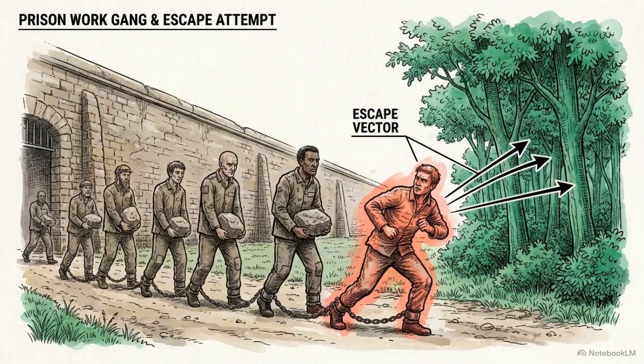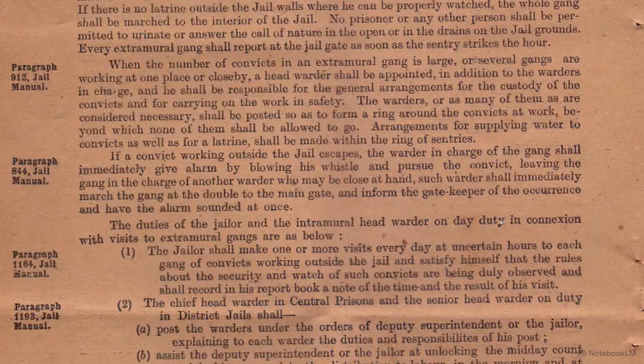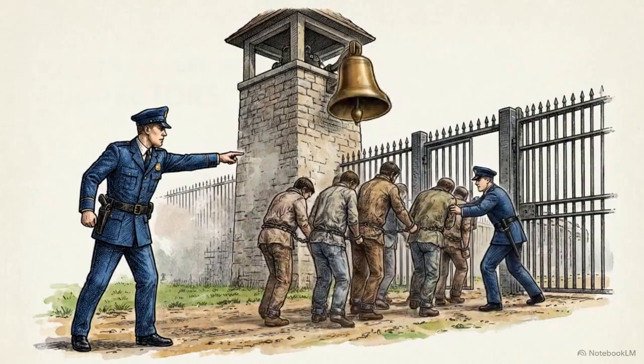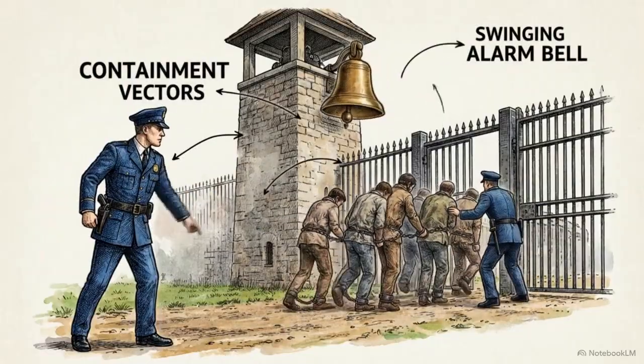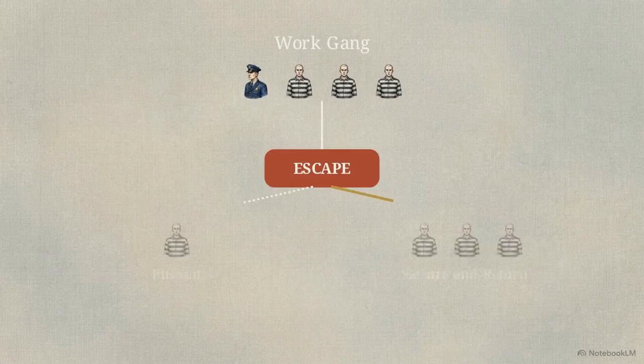Even with these precautions, the protocol had to account for the possibility of an actual escape attempt from an outside work detail. In this scenario, the instructions mandate a specific two-part response. While the warder in charge pursues the escapee, the instructions state that any nearby staff must immediately take control of the remaining prisoners and march them back to the safety of the main gate. The primary objective is securing the group and sounding the alarm, prioritizing the remaining containment's integrity over the immediate capture of a single person. This protocol ensures that an isolated failure does not lead to a total breakdown of the prison's security procedures.